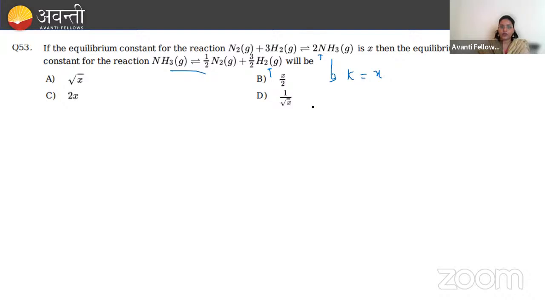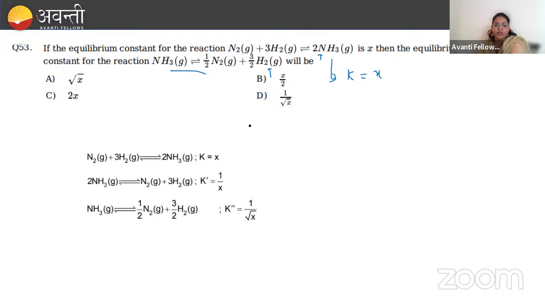So if N2 plus 3H2 has equilibrium constant X, then the reverse reaction will be 1 by X. But in the actual reaction, only one NH3 is there, and half of N2 and 3/2 of H2. So what will happen? It will become under root. Okay, so the answer will be D.